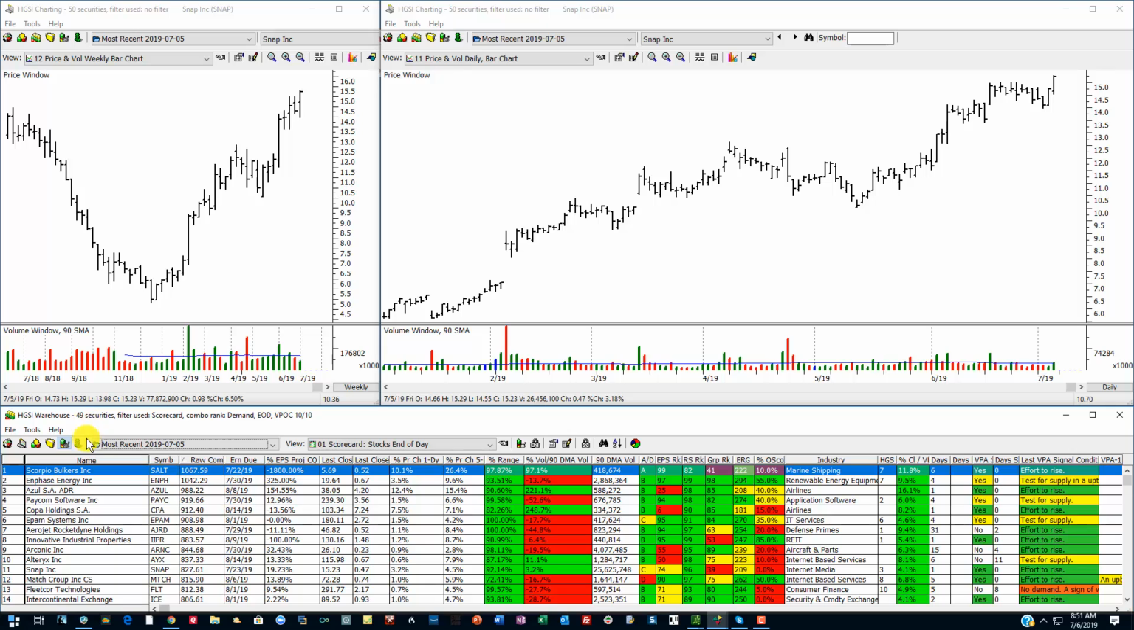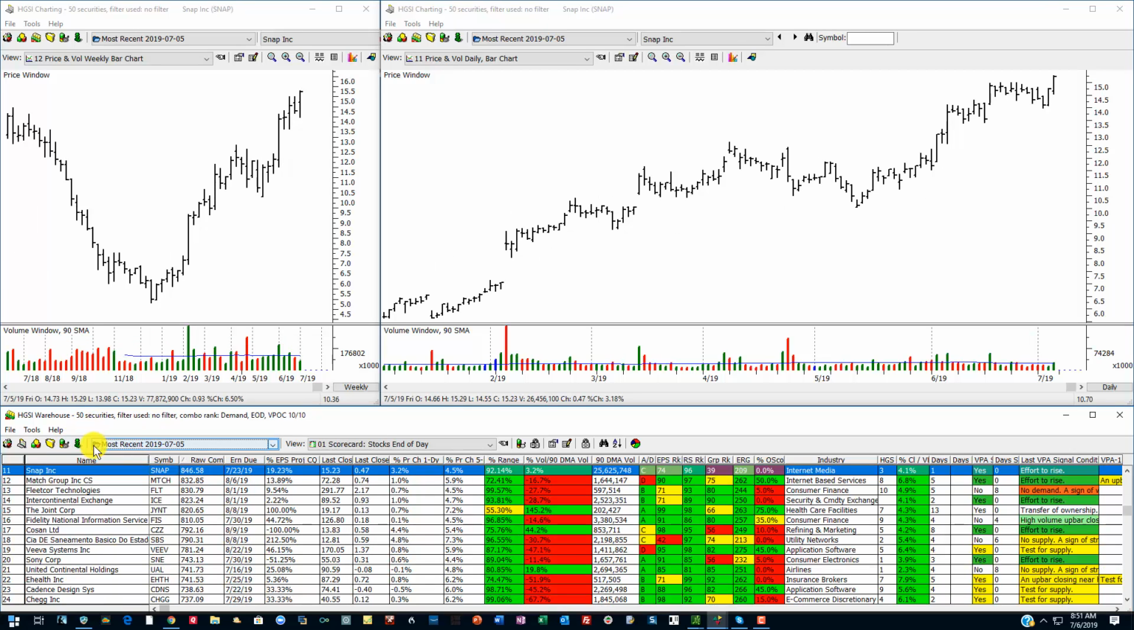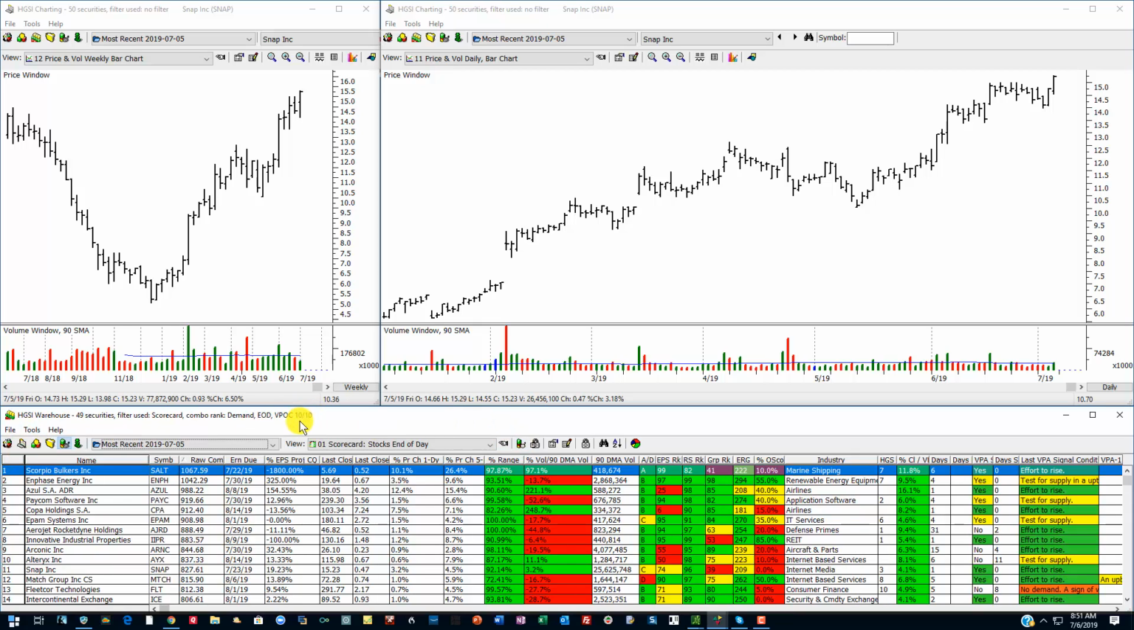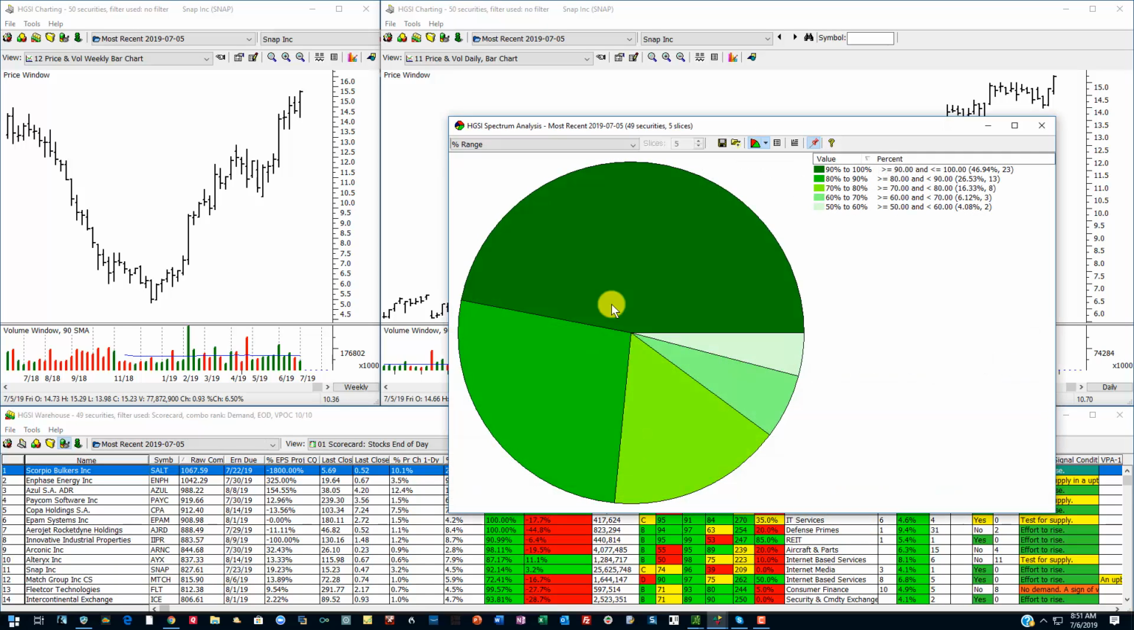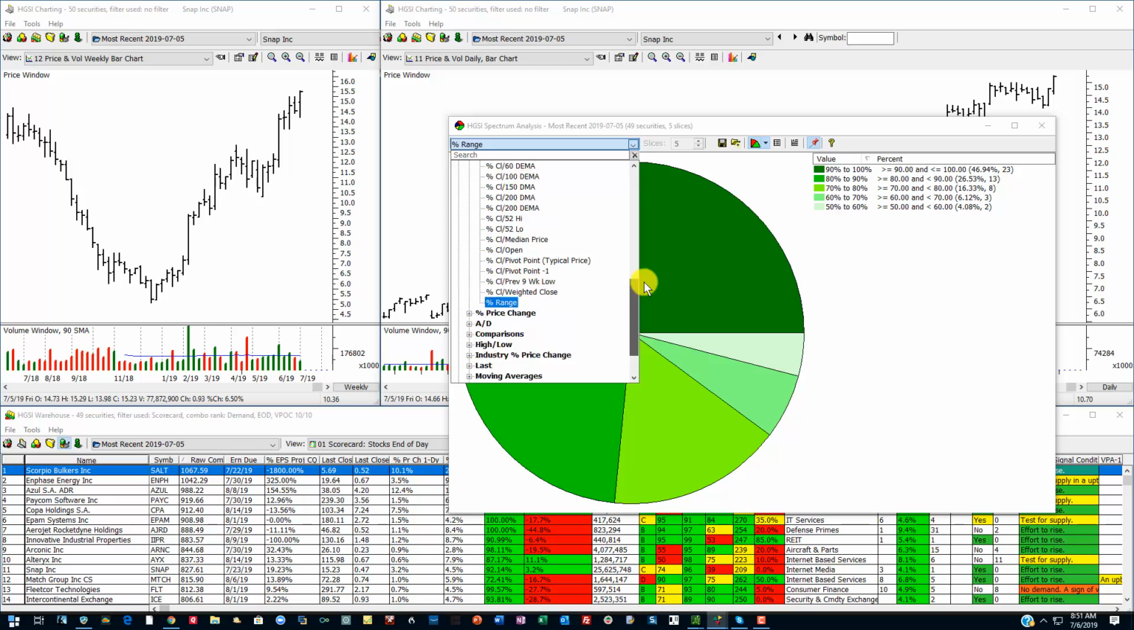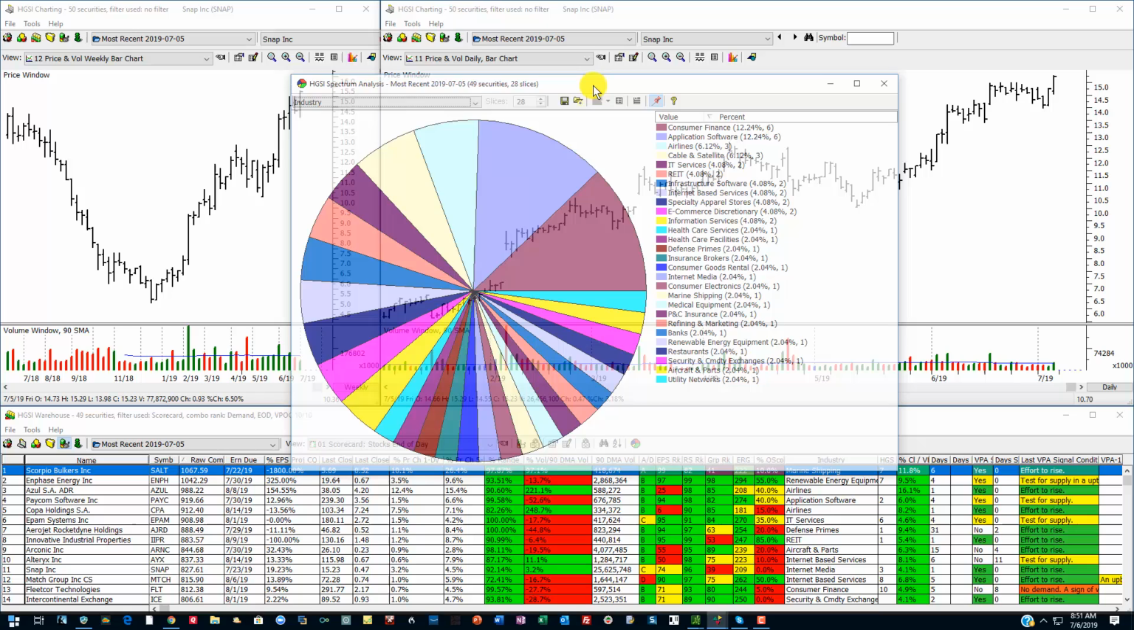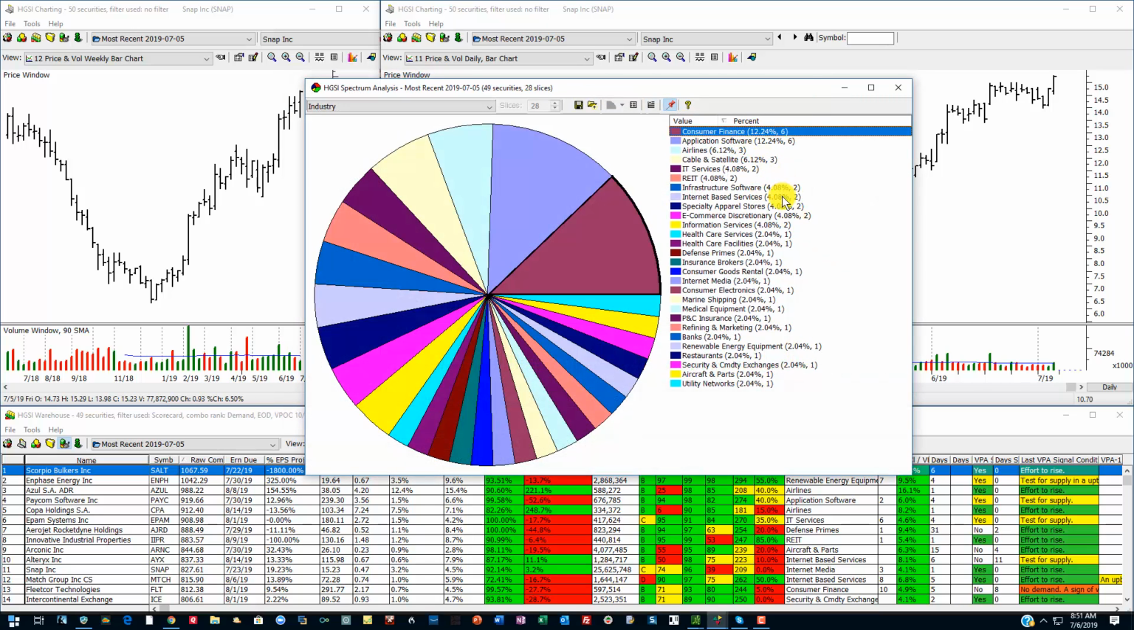You can see that, I don't know why there are 49. There are 51, evidently one didn't pass the filter. So I'll reapply the filter. I'm not going to look to see which one it was. And these are the stocks that pass. Now you can get a quick read on the groups that are in here by opening the spectrum analyzer and clicking on that. You can see there are 6 consumer finance, 6 application software, airlines are strong, and so on.